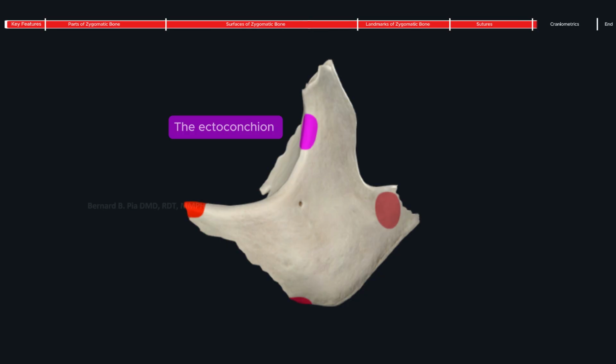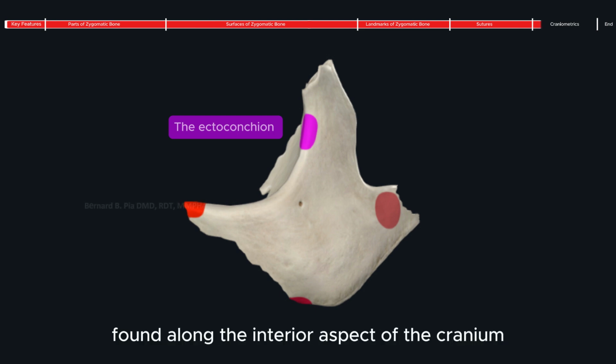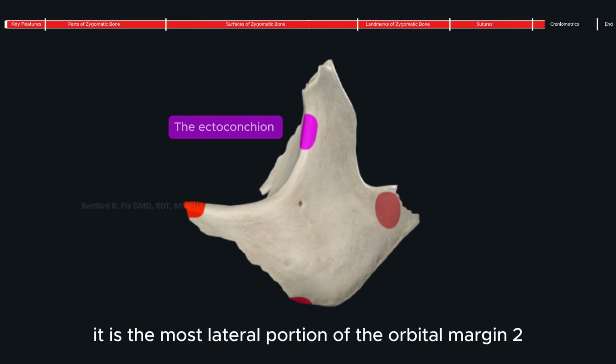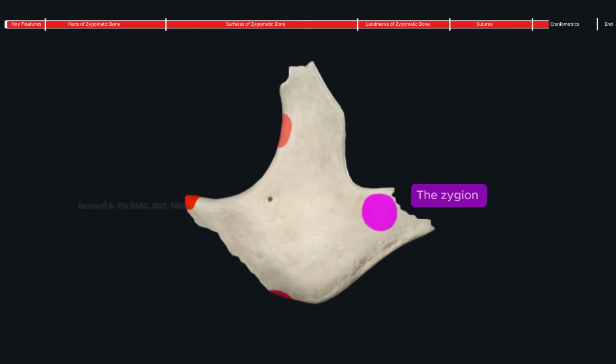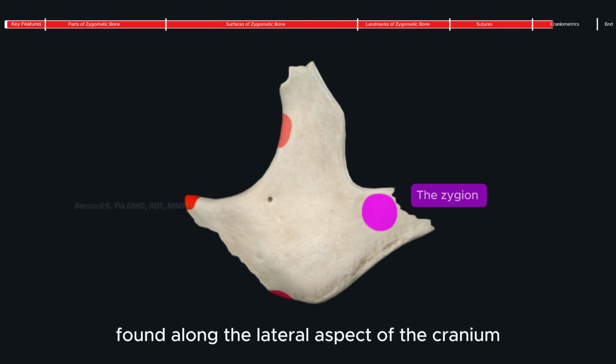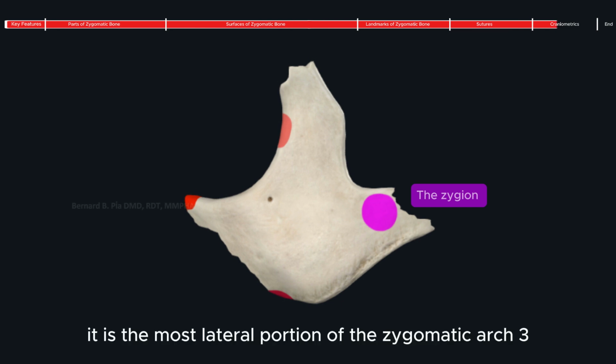Craniometrics. 1. The ectoconchion is a craniometric point found along the anterior aspect of the cranium. It is the most lateral portion of the orbital margin. 2. The zygion is a craniometric point found along the lateral aspect of the cranium. It is the most lateral portion of the zygomatic arch.